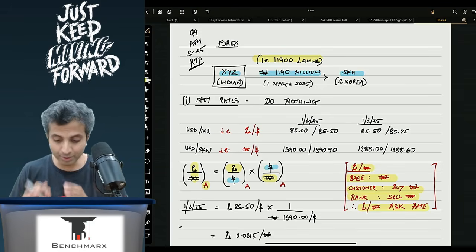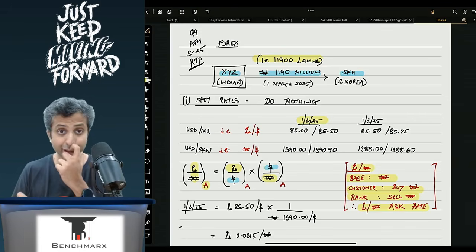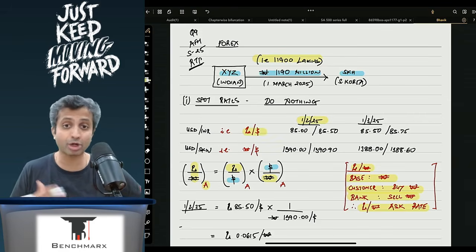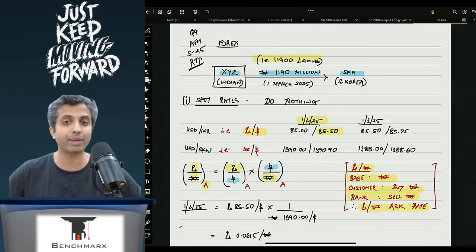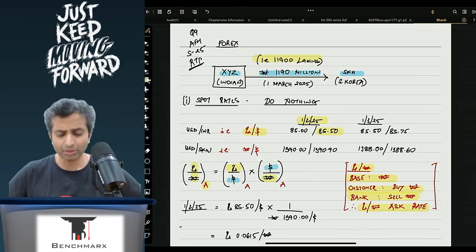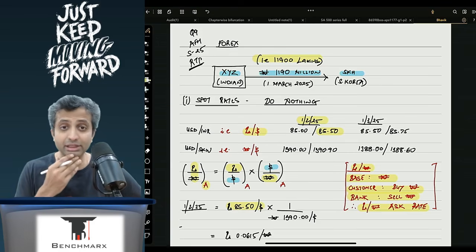Perfect. Now, rupees per dollar, I want rupees per dollar, the rate given in the question. Let us say I take the 1st February rate and then the 1st March rate, the rate given in the question is also rupees per dollar. Ask rate is a higher rate, and hence the relevant rate would be 85.5. So this is 85.5. I'll take it directly. I don't need to take any inverse.